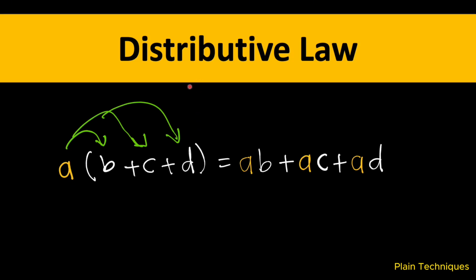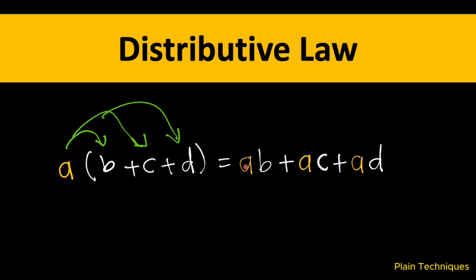In today's video, I'm going to talk about distributive law, right? So, what is a distributive law? It simply means that, see, I've got A here in yellow. So, I'm going to distribute A to multiply each and every term or variable inside of these two brackets, right? So A will multiply B.